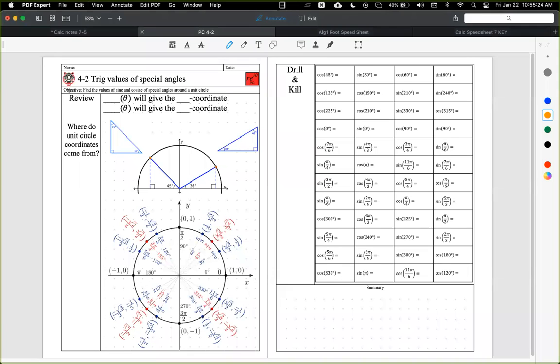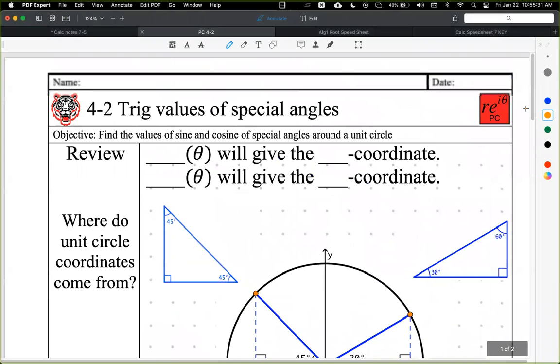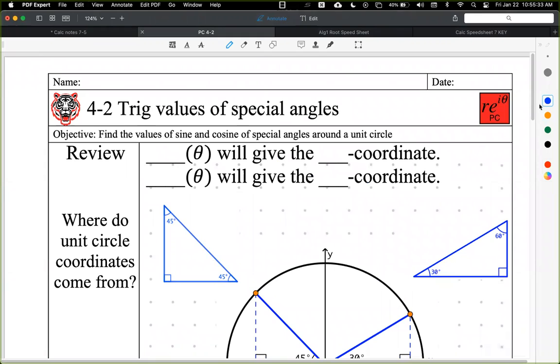Record. All right, welcome to Precalculus lesson 4-2. There we go, zoom in. We're going fast and furious today because it is Friday. Today's date is Friday, January 22nd, 2021. Our objective today is to, Sam.